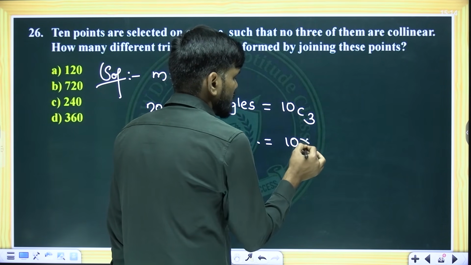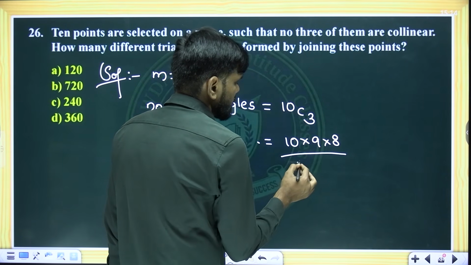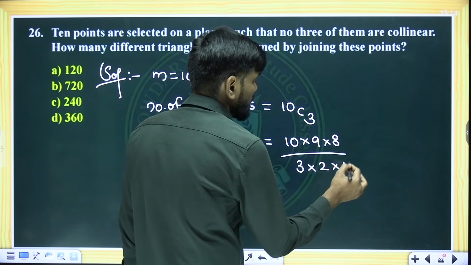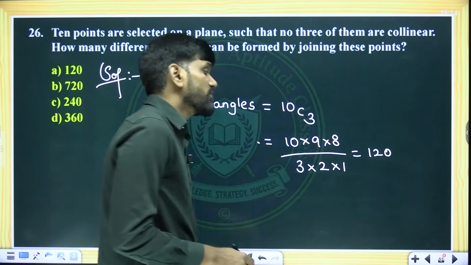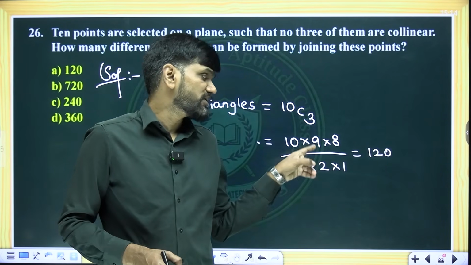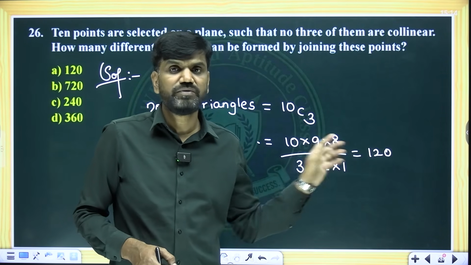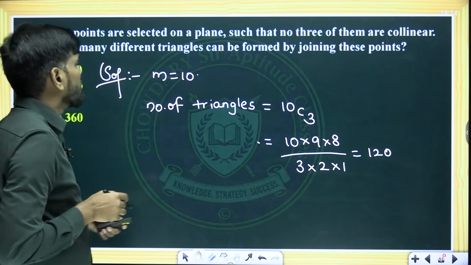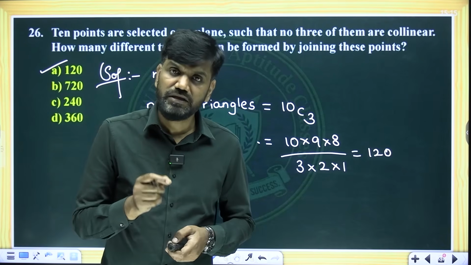10C3 is nothing but 10 into 9 into 8 by 3 into 2 into 1. On simplification, that gives you how much? 120. 3 3s are 9, 2 4s are 8. So 3 4s are 12. 12 into 10 is 120. I am directly doing that. Means your answer has to be 120, and that should be option A.